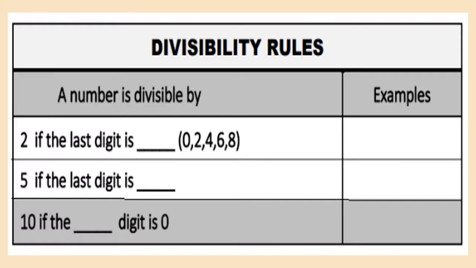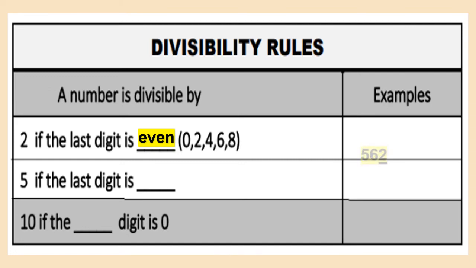So here, let's complete the table of divisibility rules. We have two columns. The first column is a number is divisible by, and the second column is examples. Let's start from the first. A number is divisible by 2 if the last digit is blank: 0, 2, 4, 6, 8. So what is your answer? Okay, that is correct. Even.